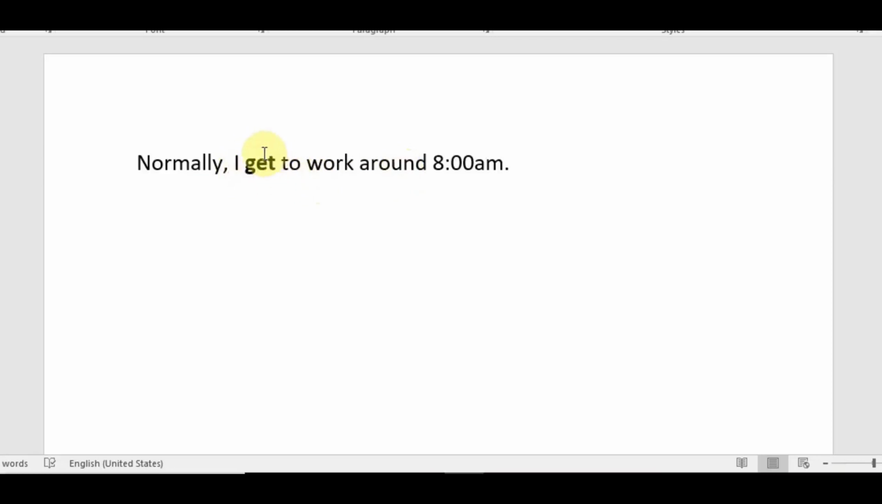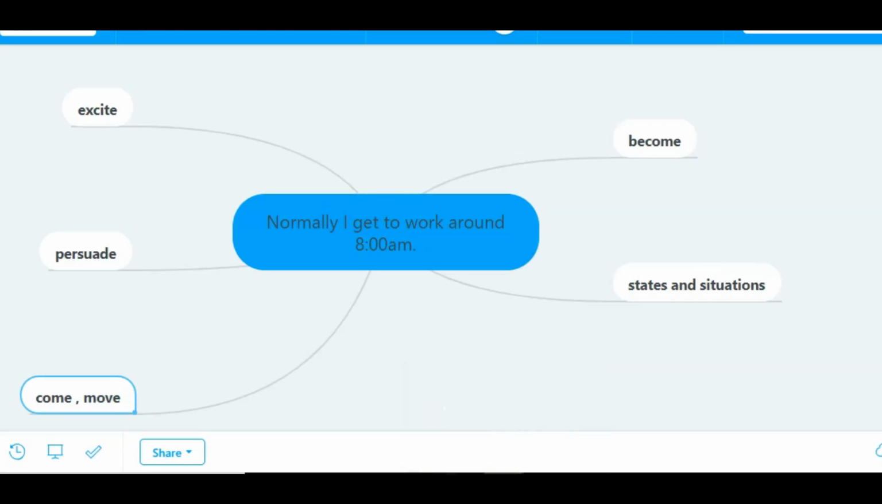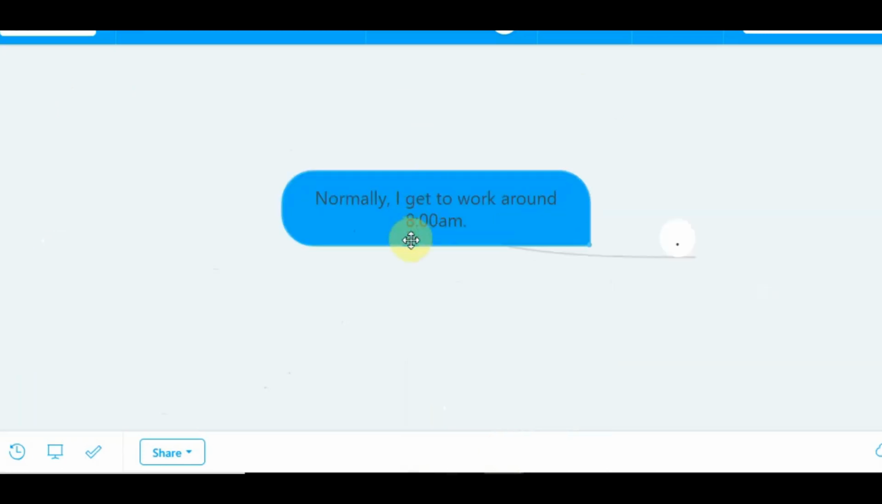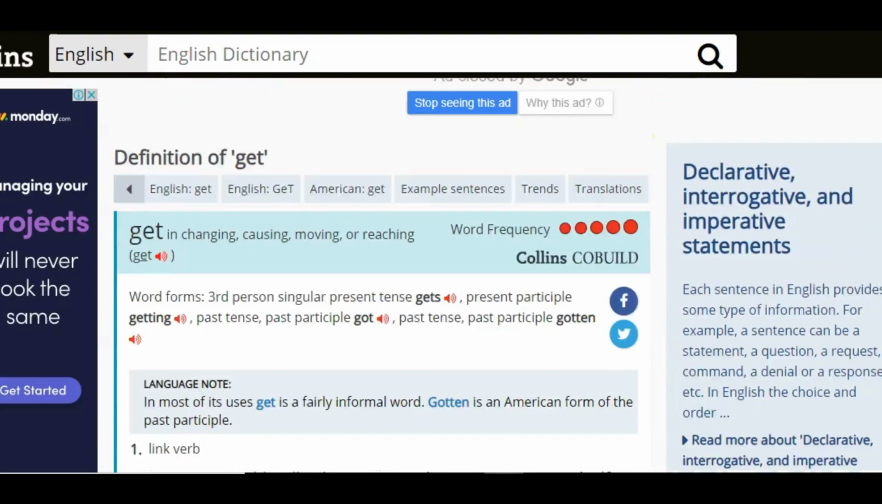So the first thing you will do is put the word or the sentence, normally I get to work around 8 a.m., in the middle of a mind map. Thereafter, find yourself a good dictionary. If you don't have one, I recommend you go to Collins Dictionary online. It has the English variations, the British variation, and the American variations of the word, as well as translations, pronunciation, and word forms.